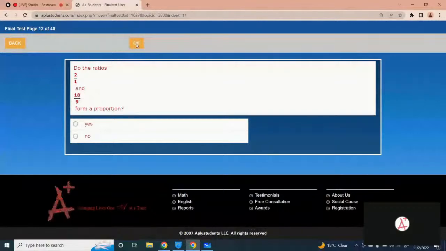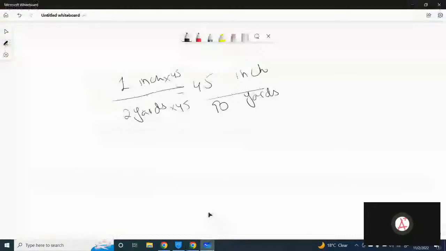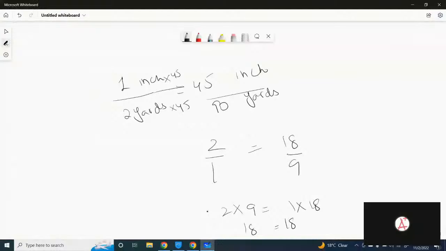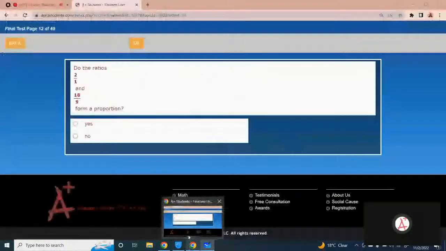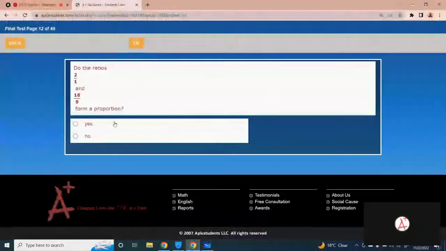Are the ratios equivalent? 2 by 1 and 18 by 9. Let's just do cross multiplication. 2 times 9 and 1 times 18. So 2 times 9 is 18, and 18. Are they equivalent? Yes, they are equivalent, because they have the same value. The answer is yes. Got it?